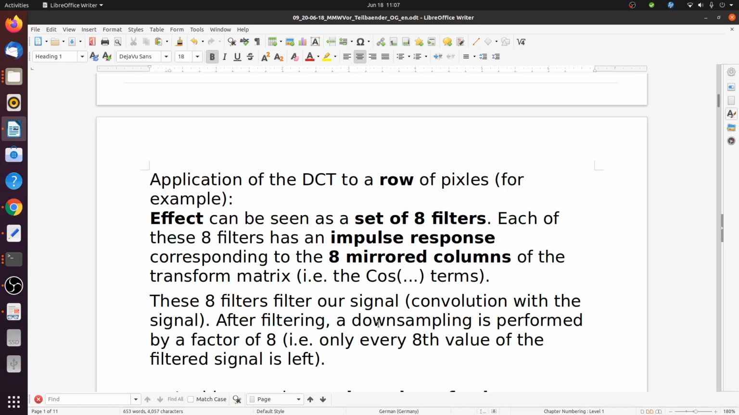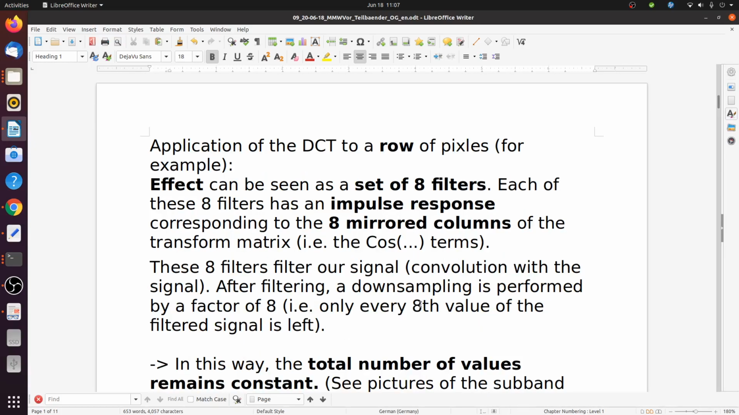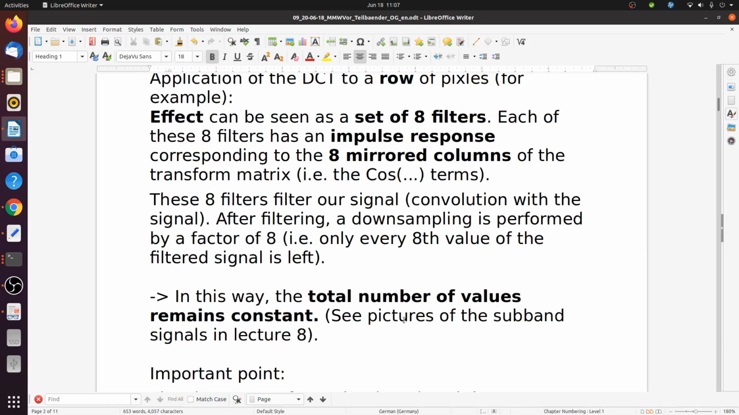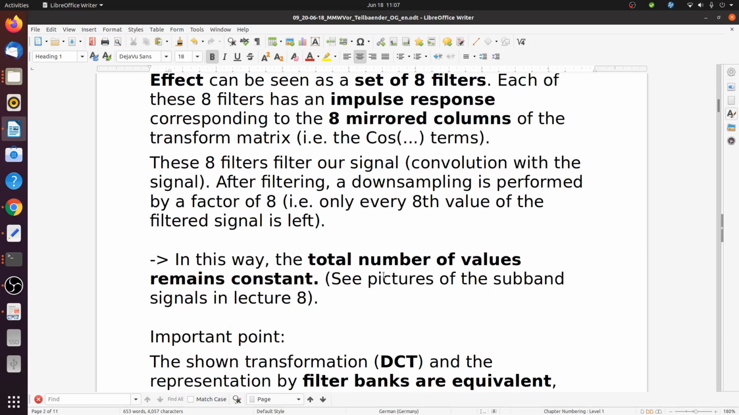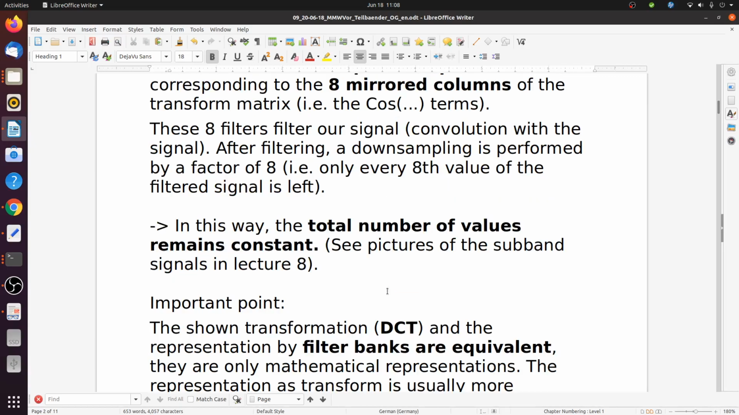After filtering, a downsampling is performed by this factor of 8, which means only every 8th value of the filtered signal is left. And in this way the total number of values remains constant, as we saw. We just replace a block of 8 by 8 pixels by a block of 8 by 8 frequency components. Yeah, and this is also what we saw in the pictures of the subband signals. All the 8 by 8 subband pictures fit into the same size of the image as before.